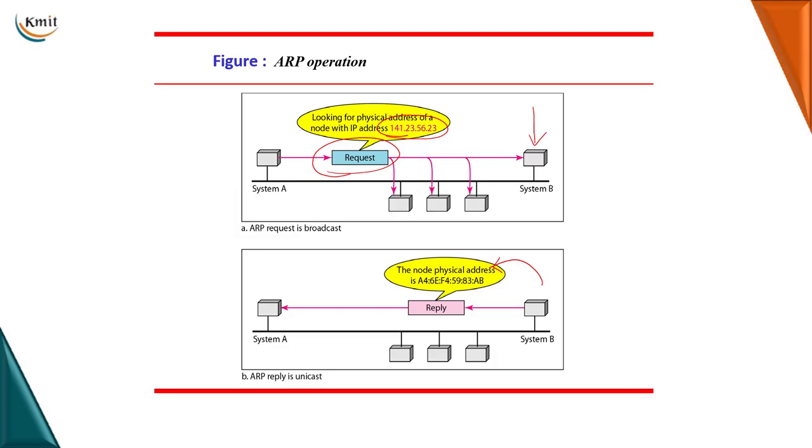A physical address is a 6-byte hexadecimal address separated by colons. So the ARP request is a broadcast and an ARP reply is a unicast sent directly to system A. This is how the ARP operation works. You make an ARP request packet asking for the physical address by giving the IP address, and in the ARP reply you get the physical address of that particular device.